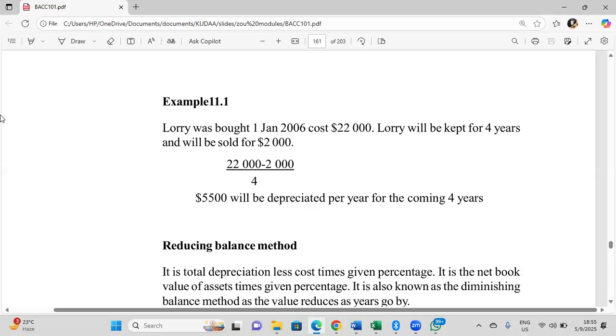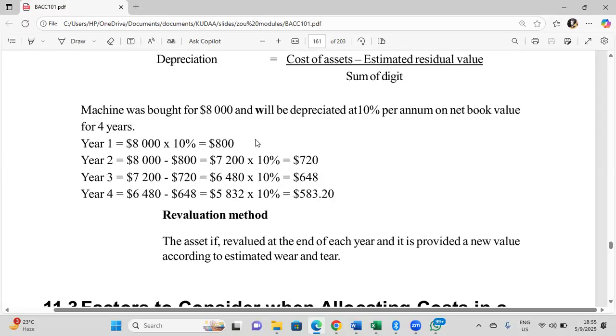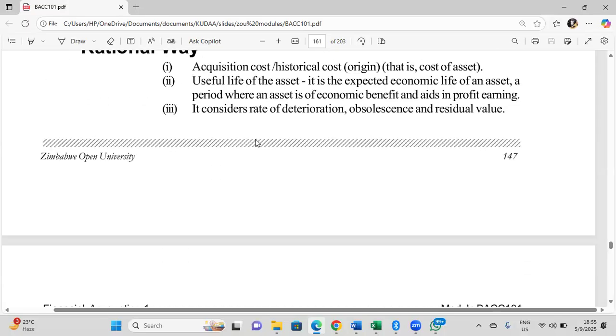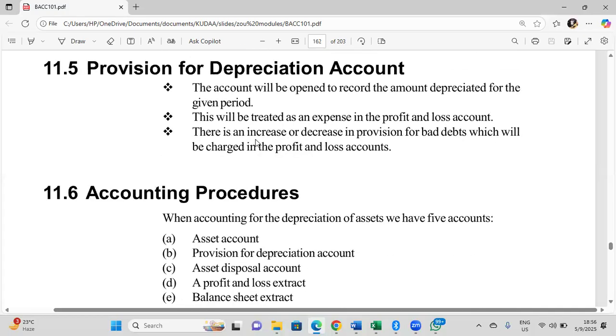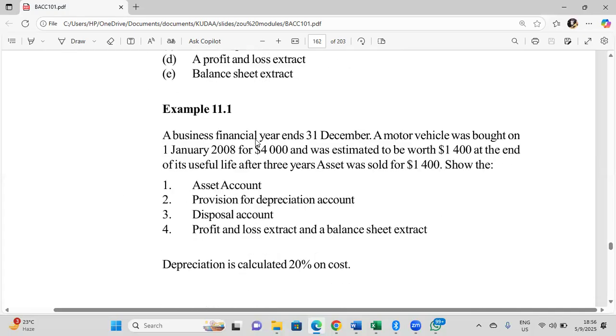We divide our cost minus the residual value over the number of years. But this is not what I want. I want us to look for a question that can use disposal and provision for depreciation. I've given you those accounts. Now I want you to read this question.